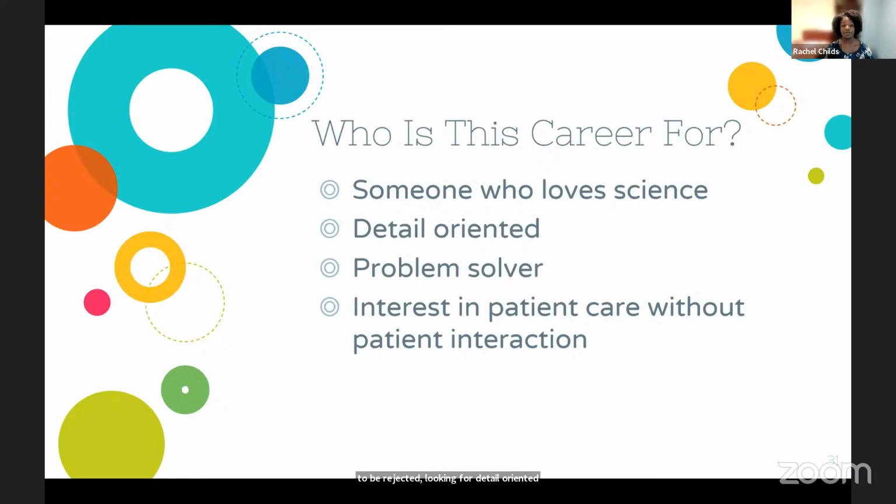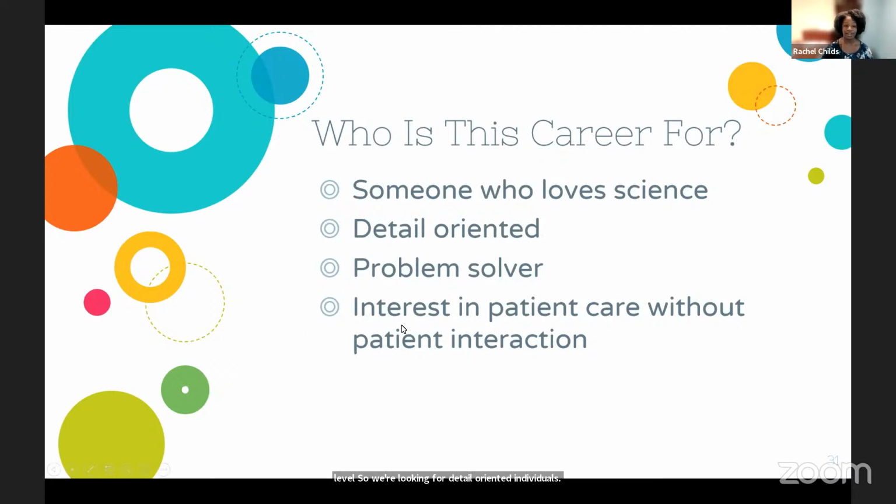Problem with instrument quality. So sometimes instruments, they break, they're faulty. So before we can even do patient testing, we need to be problem solvers to figure out what is wrong with our instrument and get it back up and running so that our test can be performed at a high quality level. So we're looking for detail-oriented individuals. We're looking for problem solver individuals.